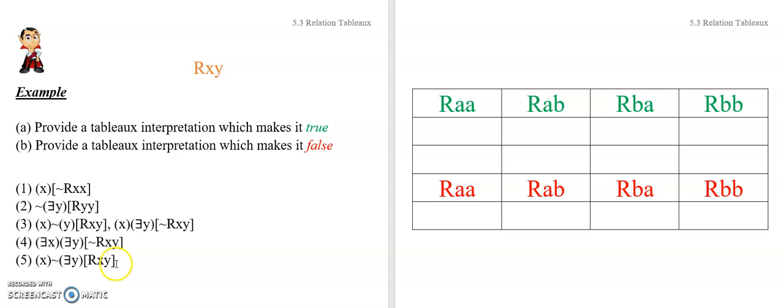So again, with two objects, try to provide a relation tableau interpretation that makes this sentence true, and again with two objects, one that makes it false. Pause now.